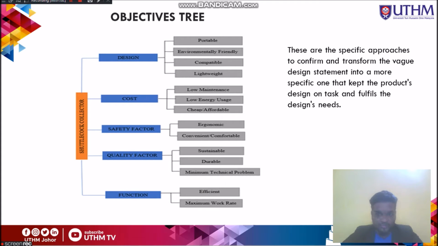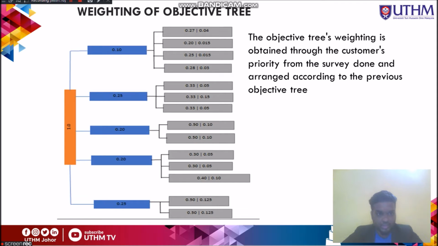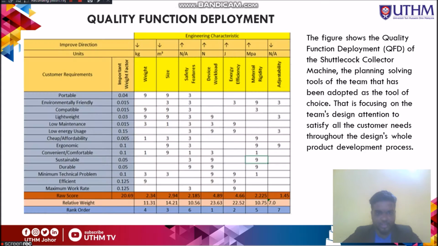These are the specific approaches to confirm and transform the vague design statement into a more specific one that keeps the product's design on task and fulfills the design's needs. Next is the weighting of the objective tree. The objective tree's weighting is obtained through the customers' priority from the survey done and arranged according to the previous objective tree. The next one we have is quality function deployment.